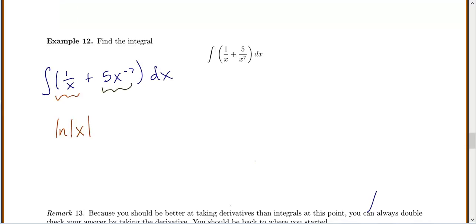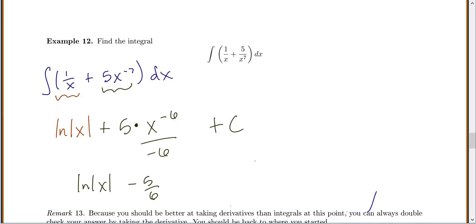Now let's do this 5x to the negative 7. That 5 just stays there. Okay, now x to the negative 7, we raise the power by 1. So negative 7 plus 1 is negative 6. Divide by your new power. And at the end, plus c. So in this case, we have the natural log of x minus 5/6. We'll move that x to the 6 back down to the denominator because I had a negative exponent, plus c.